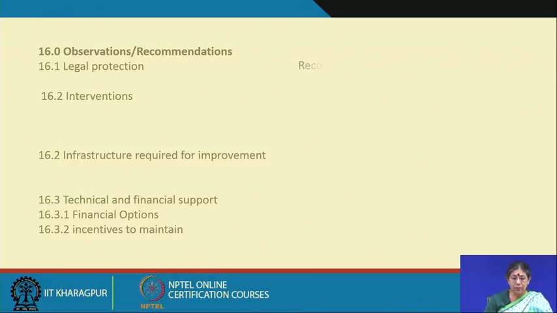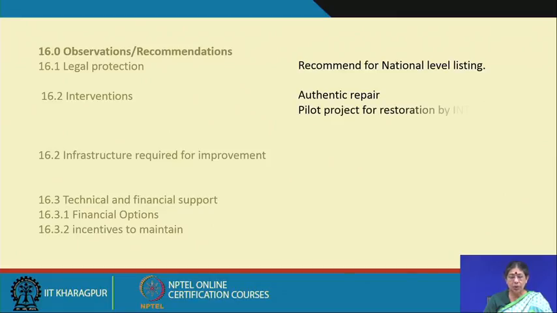So, legal protection, we suggested, is recommended at the national level, but at the same time we know that ASI is overburdened and cannot do that. Otherwise, we also say that some authentic repair is required, and it can be taken as a pilot project for restoration by the INTACH local chapter or Delhi chapter, so that it can also show others and train people as part of capacity building. So, it can also play a pathfinder role, organizing training on site and training the people there.